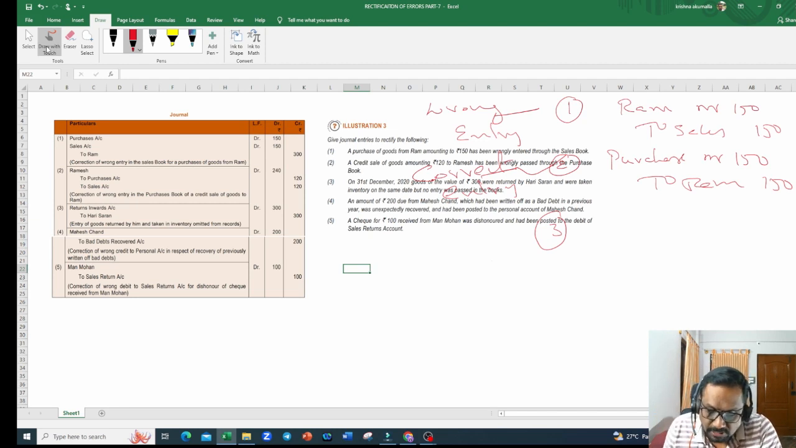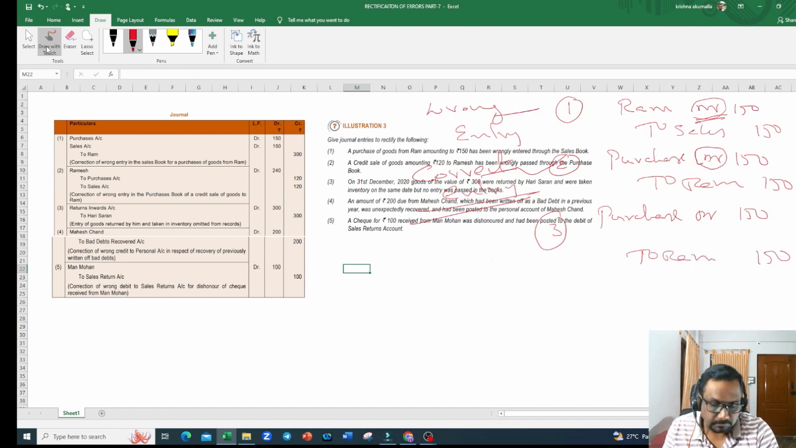Now, what do we need to correctly put? We need to follow the correct entry. Take the correct entry as the base. Purchase account is the right debit, right? Let us write purchase account. I'm telling you the easiest way. Purchase account debit 150. This is how we should have written. But what has been debited here? RAM account has been debited instead of purchase account. So we need to rectify this debit. To rectify this debit, what do we need to do? We need to credit RAM account 150.